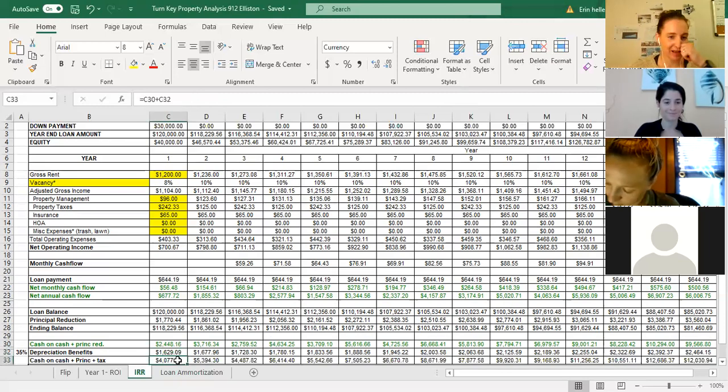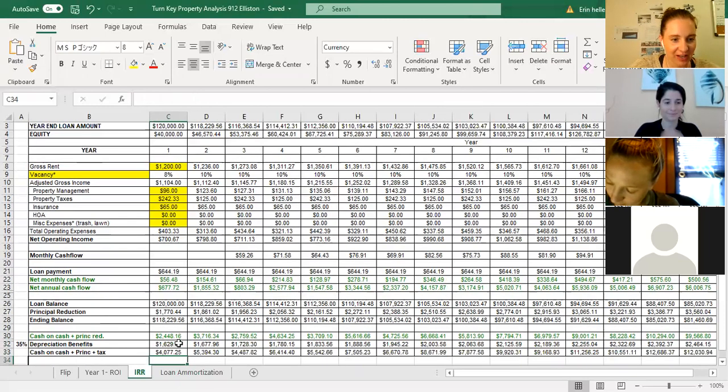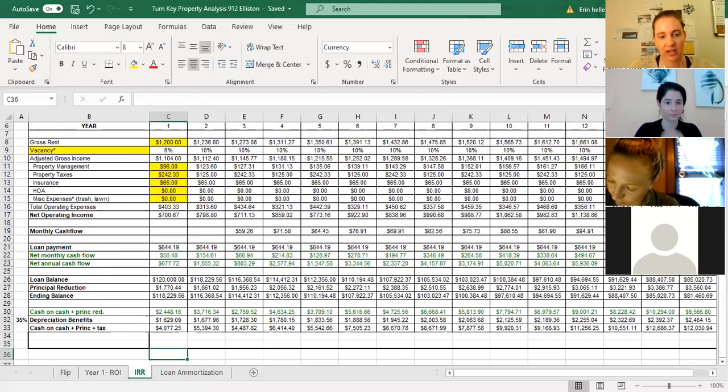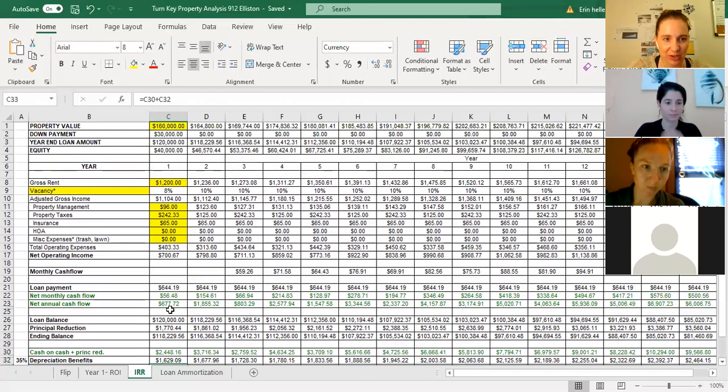That's the rule. So once you look at your cash on cash, your principal, and your tax benefit there, you're looking at $4,077. So your equity is going to go up. That initial 40,000 plus that number there. Let me see real quick. Okay.